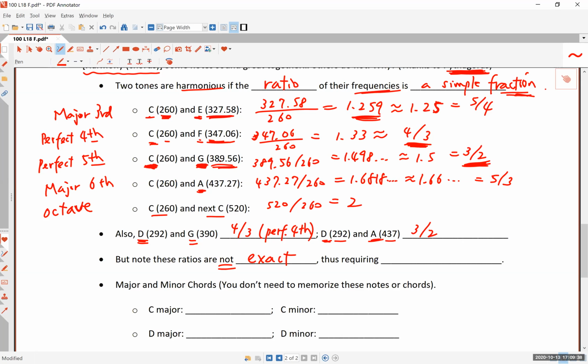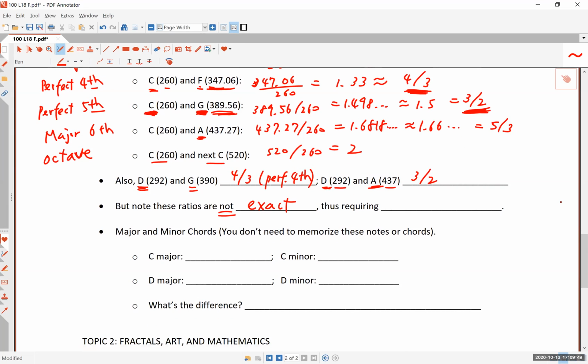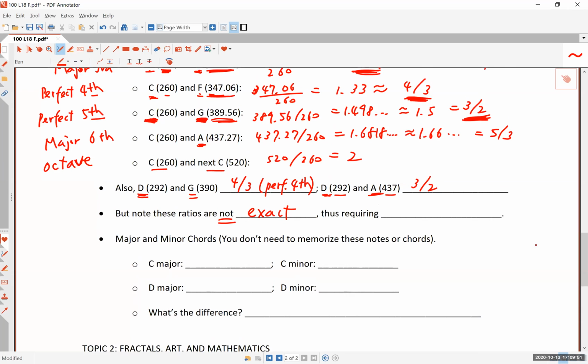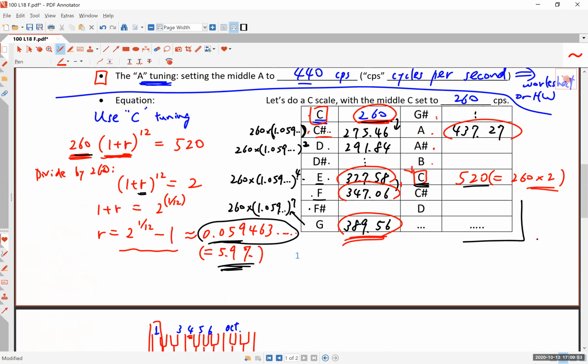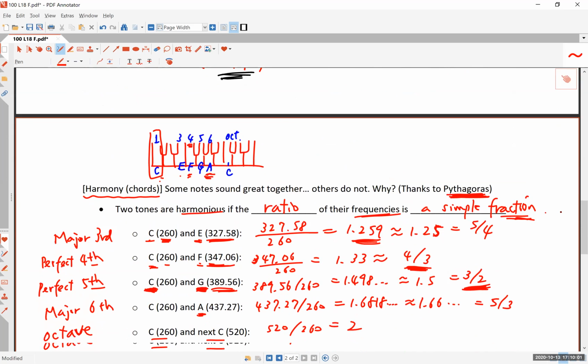But then the problem is, things get messed up if you use a different key to play a different piece of music in a different key. And so they need to come up with a compromise. And they did make the compromise by using that irrational number that I talked about. Okay, and using this irrational number, everything works out nicely, but you lose the exactness of these fractions.